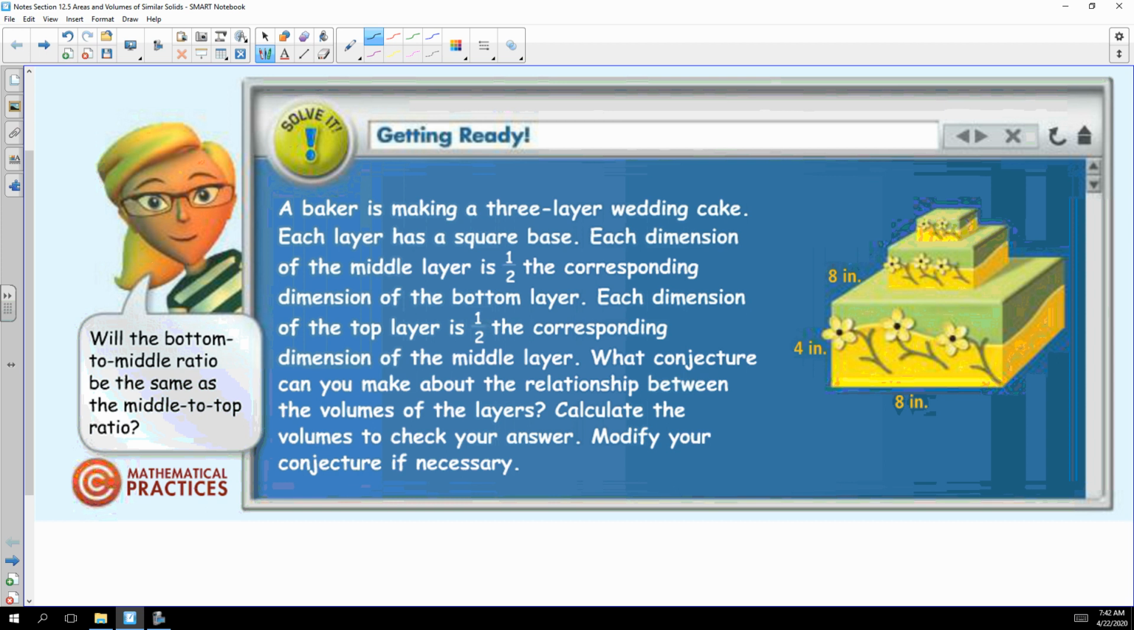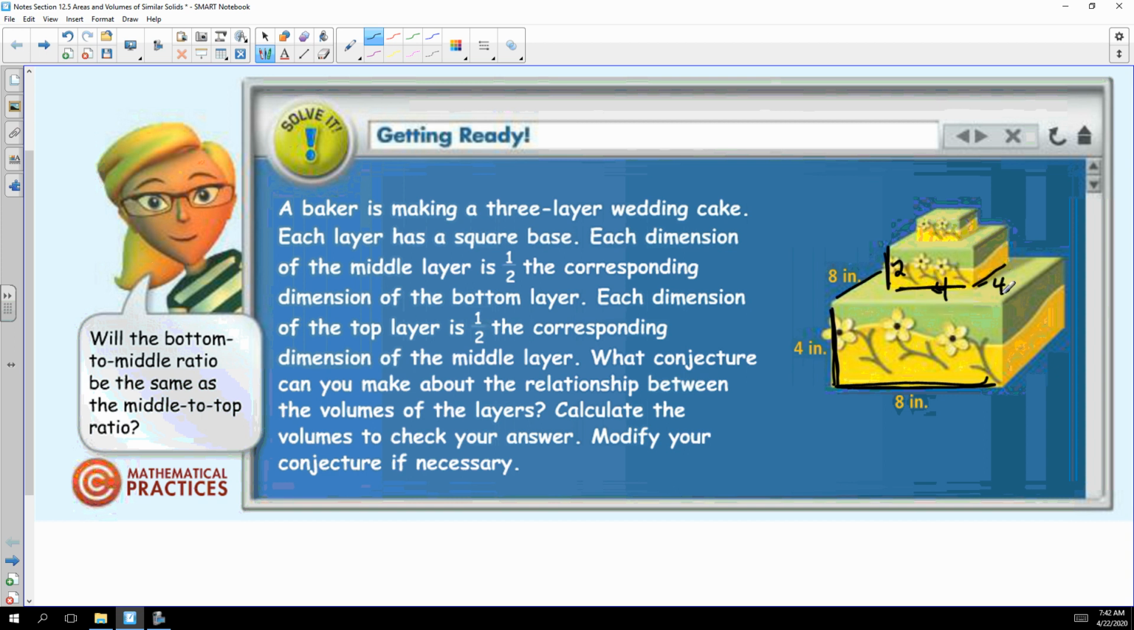So a baker's making a 3-layer wedding cake. Each layer has a square base, and each dimension is half the corresponding dimension of the bottom layer. Middle layer, and then each dimension of the top layer is half the corresponding dimension of the middle layer. So if this one is 4 inches, that means this one must be 2 inches, right? And if this dimension right here is 8 inches, that means this one must be 4 inches. And then if this dimension is 8, this dimension is 4 as well.